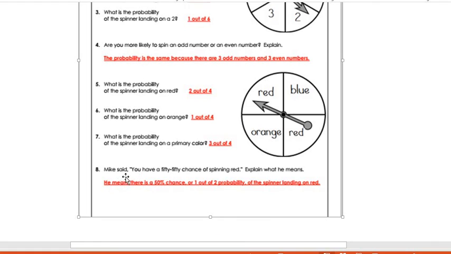Mike said you have a 50-50 chance of spinning red. 50-50 means 50%. Explain what he means. Yeah, he means that there is a 50% chance, or 1 out of 2, half. It means half of the spinner landing on red.